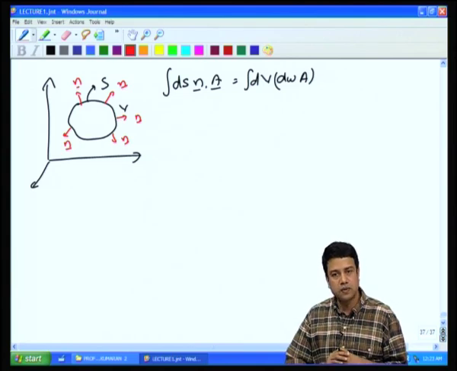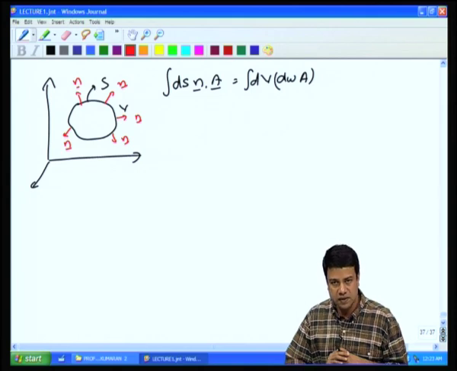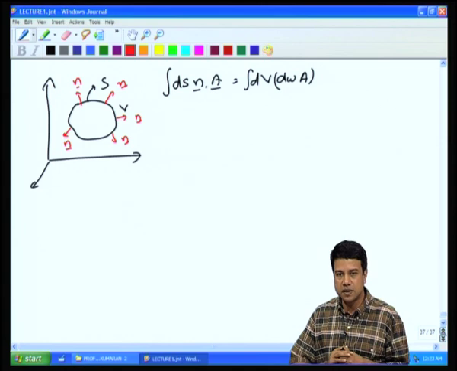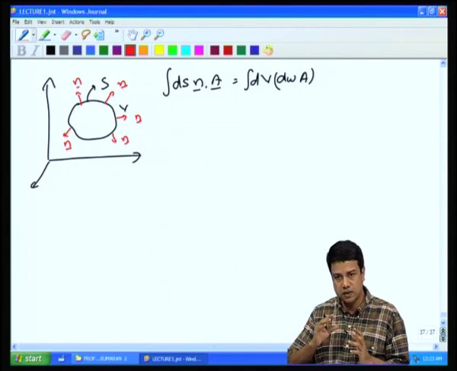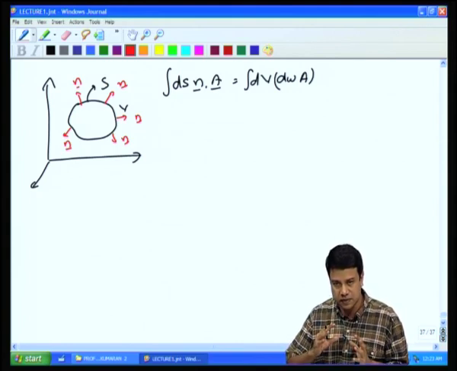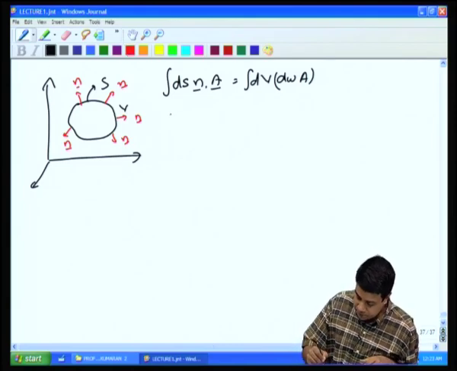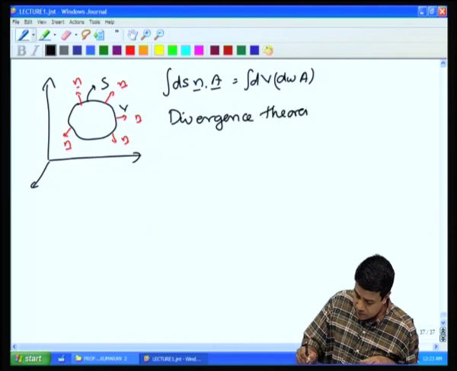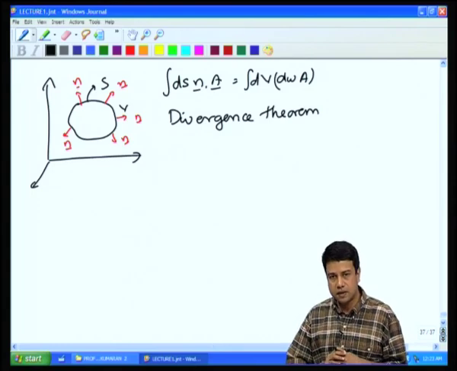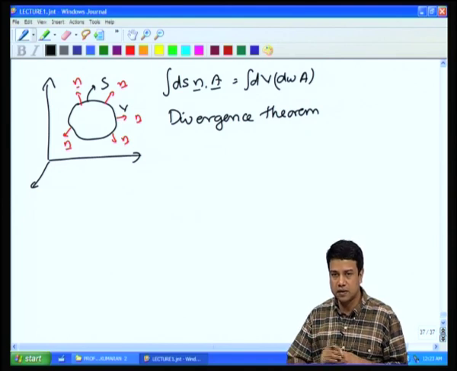Seems very similar to the formula that I had for the definition of the divergence, except that this is not in the limit as delta V goes to 0. This is for any volume which is a closed volume bounded by a closed surface. For any volume, integral over the surface of n dot A is equal to integral over the volume of divergence of A. So, this is the integral theorem, this is called the divergence theorem. Note that it relates the integral over the surface to an integral over a volume. That is, the volume integral is related to a surface integral.